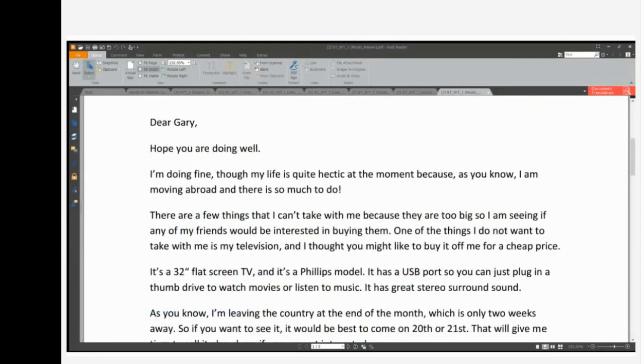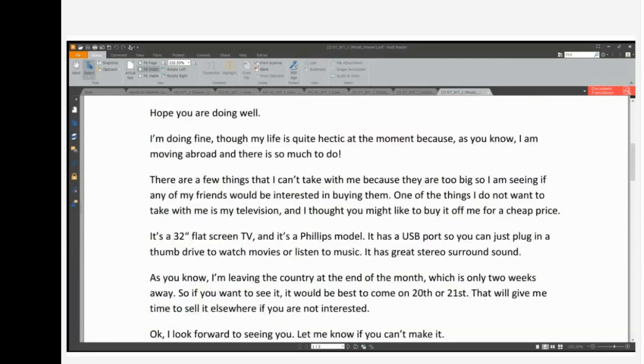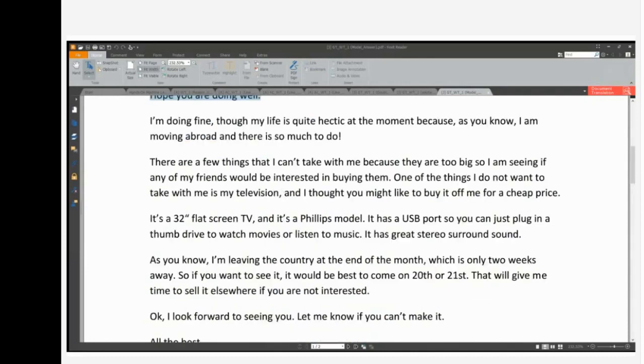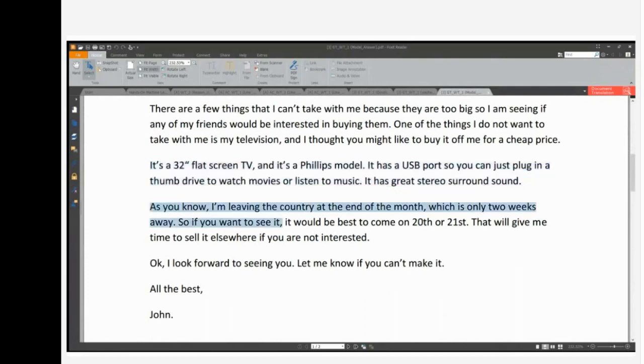There is no date or address written in the letter. You just start with Dear Gary, and then you just greet him. Then you say what's happening with you. Then describe why you're writing this letter, why you want to sell the TV. Describe the TV. You can include a few more things here if you want, and then say what you want from him, when you want him to come, and what's gonna happen then. And then finish the letter by saying you look forward to seeing him, something like that, and then all the best. That's it. That's all you need to write a very nice and compact letter.